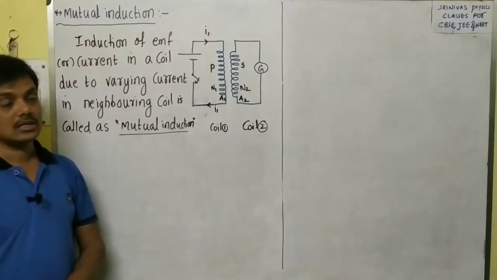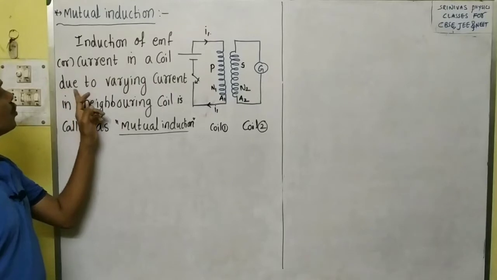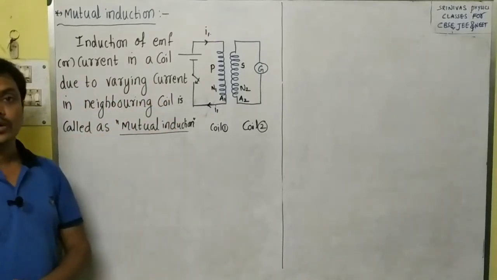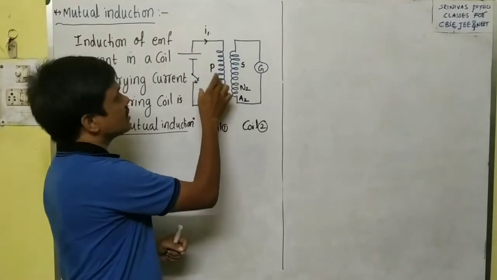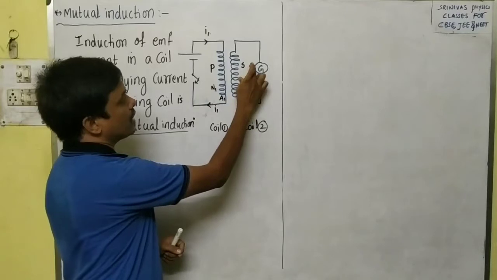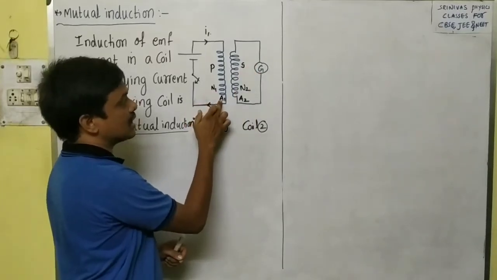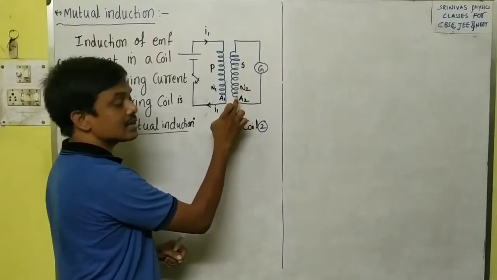Mutual induction means induction of EMF or current in a coil due to varying current in a neighboring coil. For example, here we are taking two coils. This is the first one, coil 1, and this is coil 2. Coil 1 has the number of turns N1 and area of cross section A1. Coil 2 has the number of turns N2 and area A2.